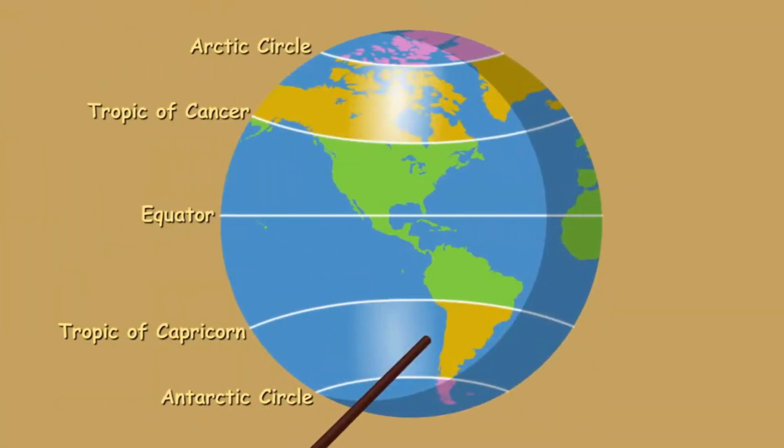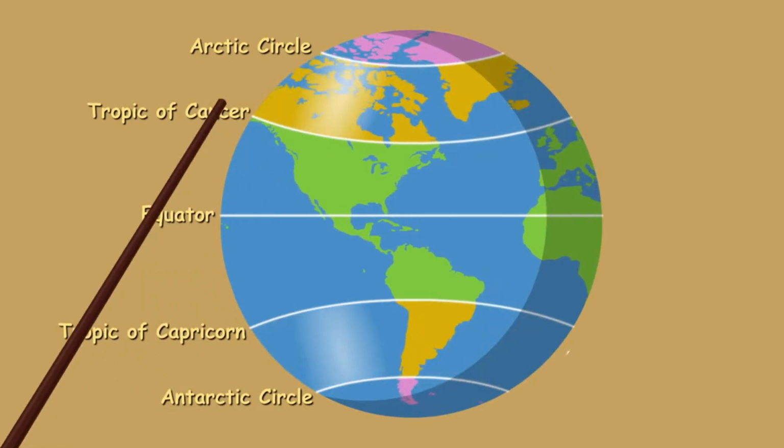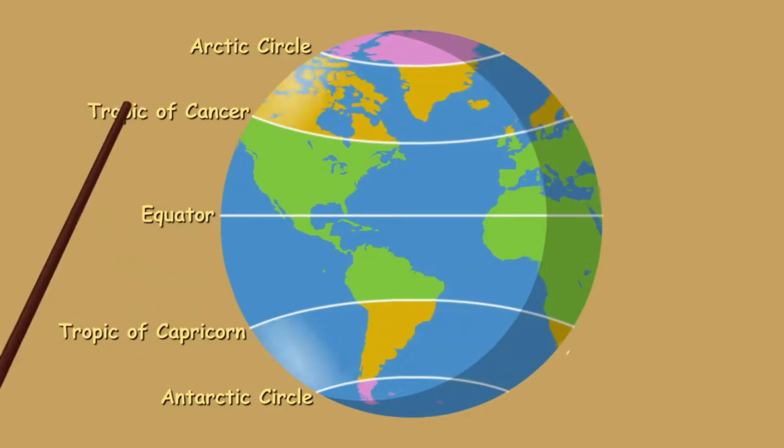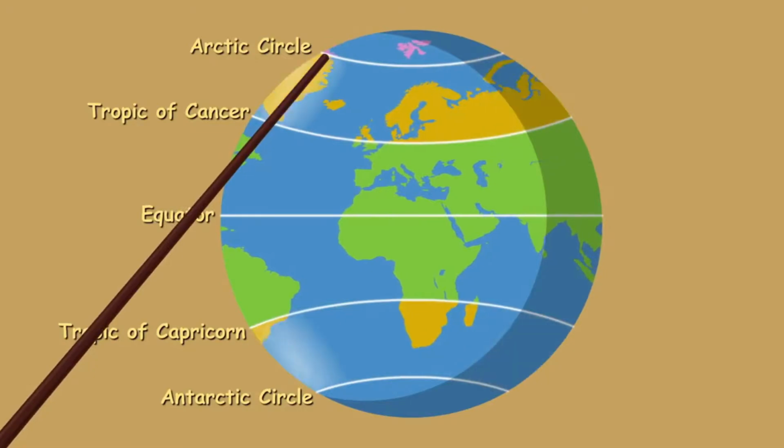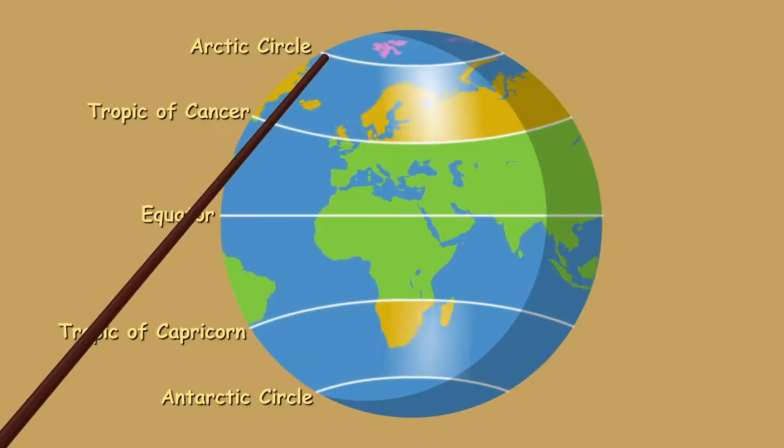The next zone that we need to see is the temperate zone. The temperate zone in the northern hemisphere lies between the Tropic of Cancer and 66.5 degrees north, that is the Arctic Circle.